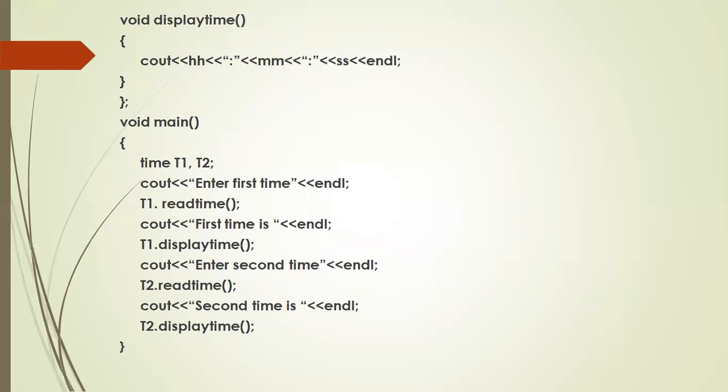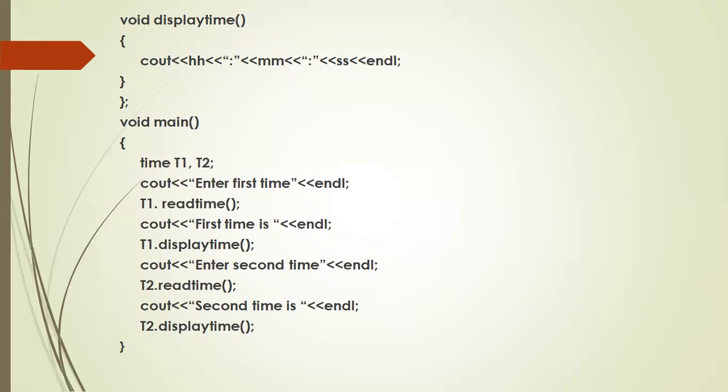Now enter the first time. We have to input the values of HH, MM, and SS for the first time. You call the read time function with the T1 object, then we display with T1 dot display time. Then again input the value for the second time by calling the read time member function with the T2 object, then display with T2 dot display time.